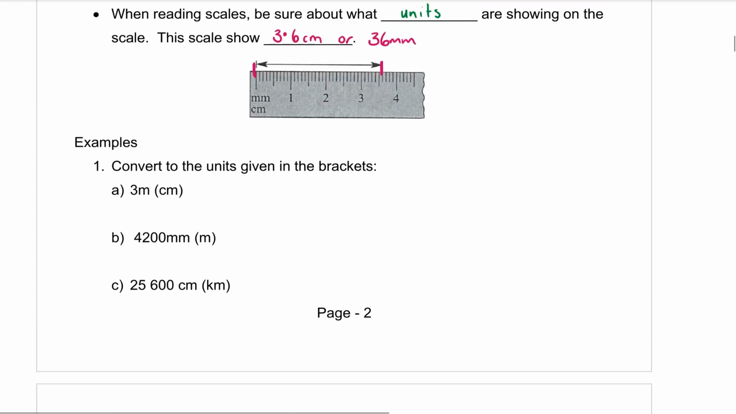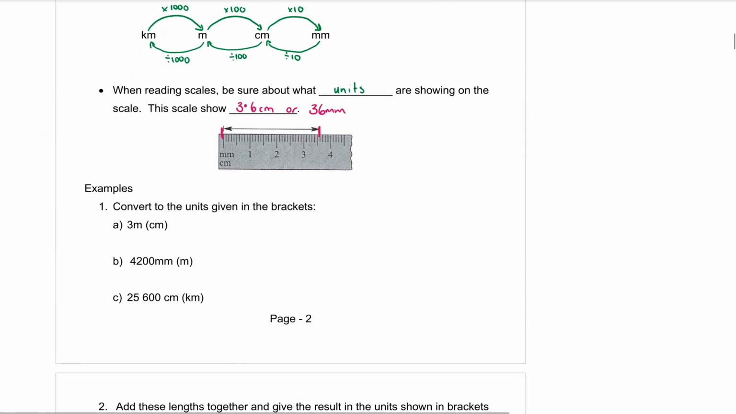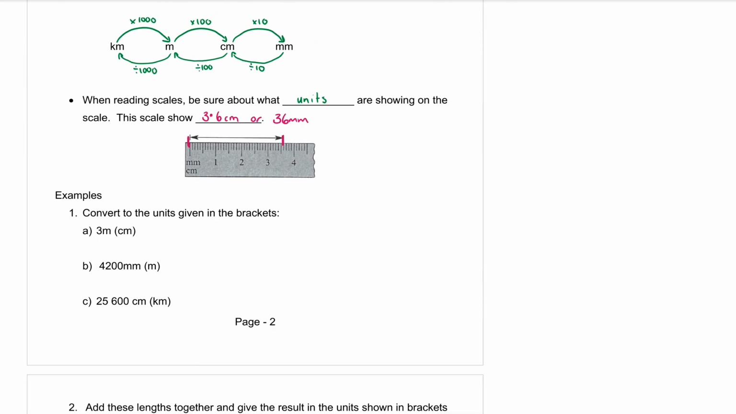Alright, so let's practice now with our examples. I'm just making this a bit smaller so we can see our conversion diagram up the top there. We want to convert to the units given in the brackets. So for the first question, we have 3 meters, and we want to change that into centimeters. So using our diagram up here, to go from meters to centimeters, I follow this arrow that goes from meters to centimeters, that little yellow arc that I've drawn there. And that tells me I need to multiply by 100.